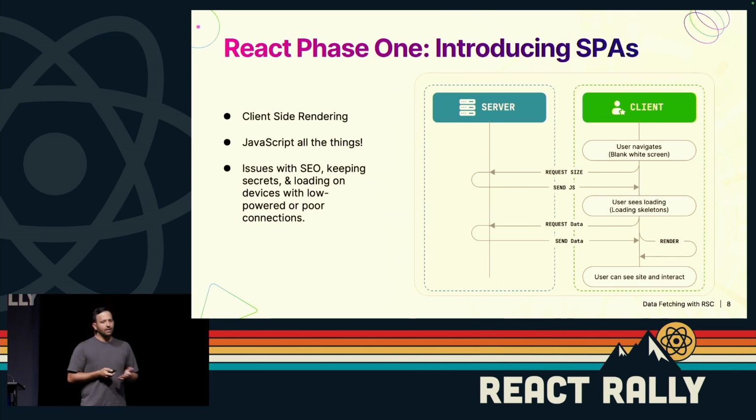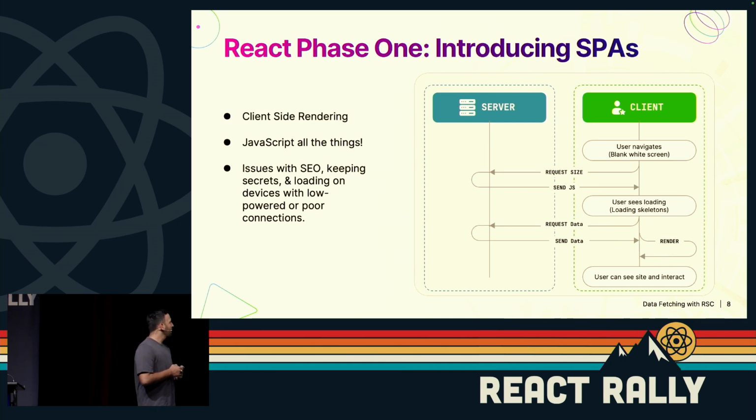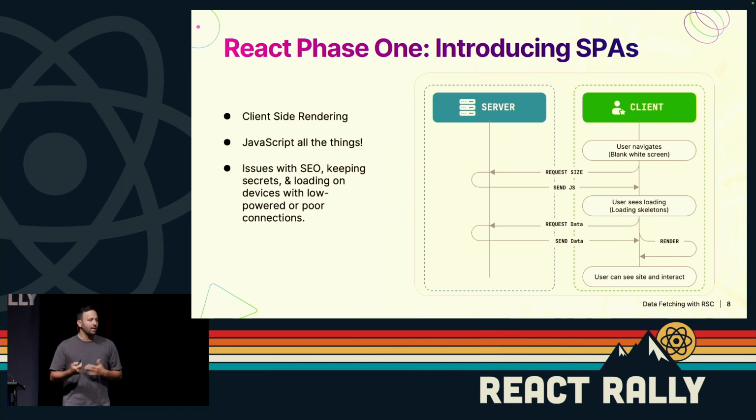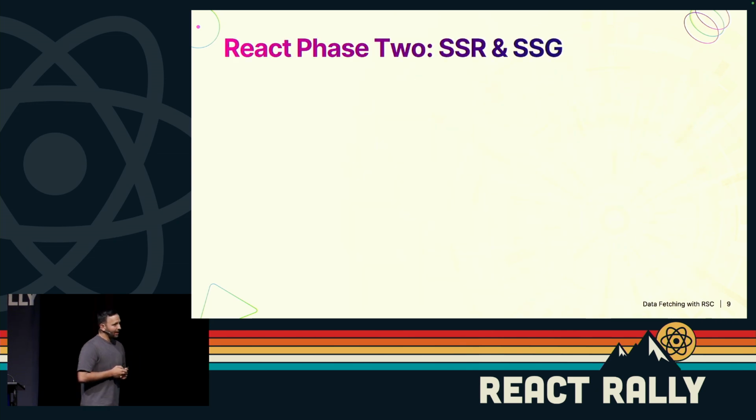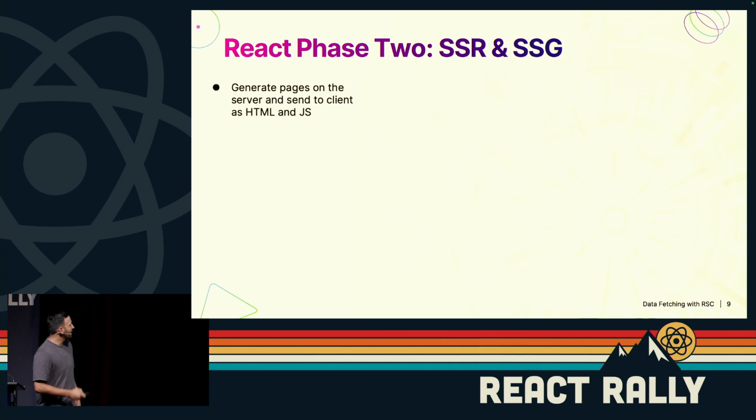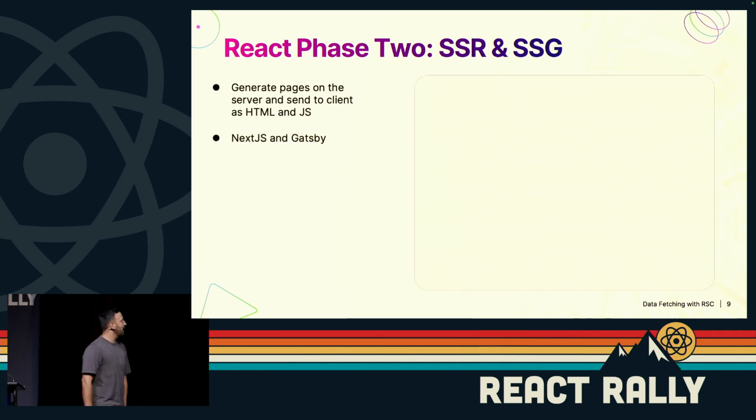Issues with that, if you care, is SEO for your applications. Keeping secrets secret on your client can be an issue as well. And obviously there's issues with your internet connection and low-powered devices. So then phase 2 of React came in. We've got SSR and SSG that's come in, pioneered by Next and Gatsby, and there's a bunch of others as well. But this kind of helped mitigate the SEO and helped get to paint quicker.